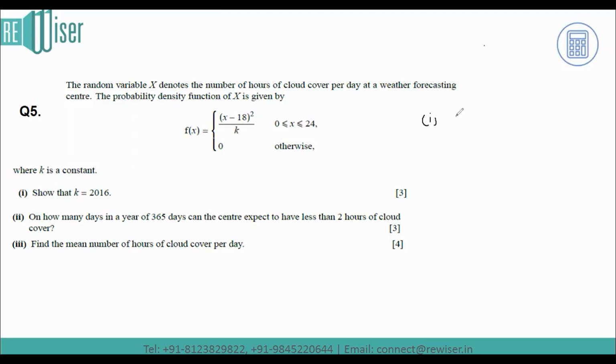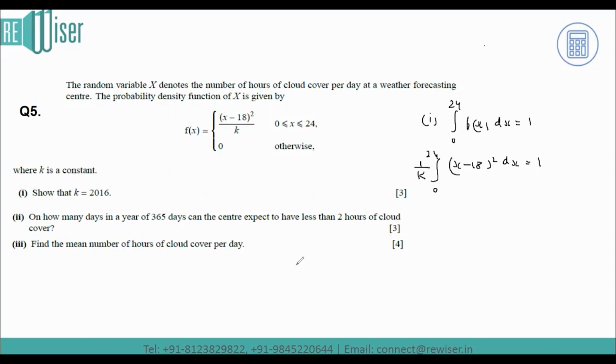To answer the first part of the question, we have to integrate the function from 0 to 24, f(x) dx, and that should be equal to 1 because the sum of the probability values should be equal to 1. So if I integrate from 0 to 24, my f(x) value, k being a constant, so 1 by k outside, is (x minus 18) whole square dx, and that should be equal to 1.